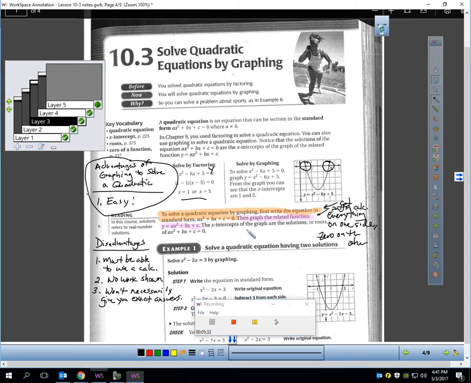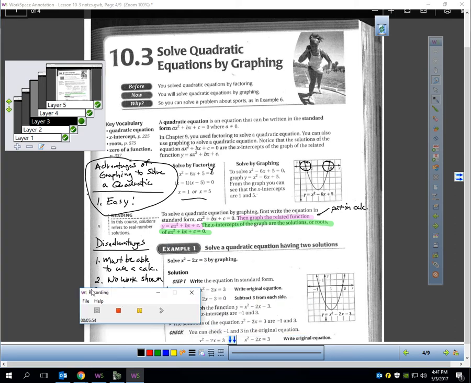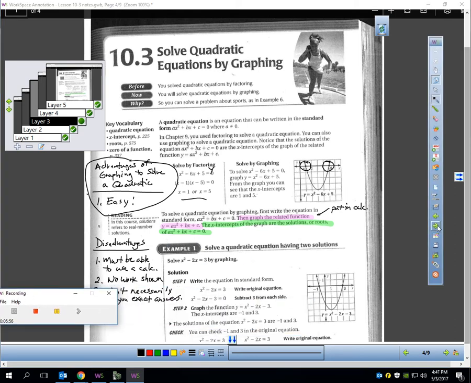Then you graph the related function. So let me cover, which means put this in your calculator. Okay, uncover that. So graph the related function, just type it in your calculator. And then the x-intercepts of the graph are the solutions or roots of the problem. Okay, so pretty basic. Let's do another one together.